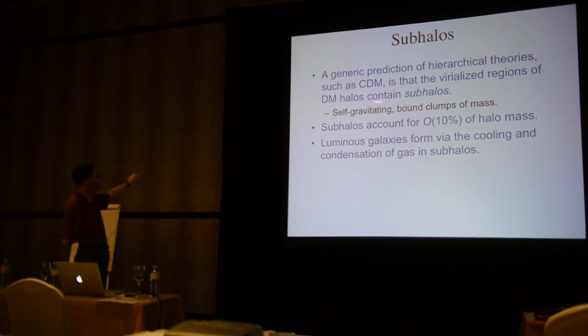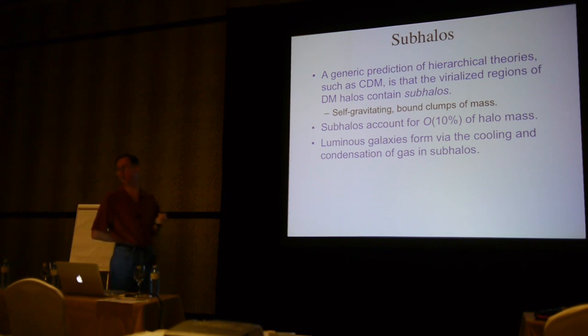A subhalo I'm defining here as a self-gravitating bound clump of dark matter, easy to do in a simulation. In modern galaxy formation theories, this is where all the galaxies live. So in modern simulations that include star formation and feedback and cooling and so on, every galaxy lives inside a subhalo. I'm not sure we can say the opposite, that every subhalo hosts a galaxy. But still, these subhalos account for about 10% of the halo mass. So that's a subdominant component, but if we're talking anything to do with precision cosmology, this is an important component.